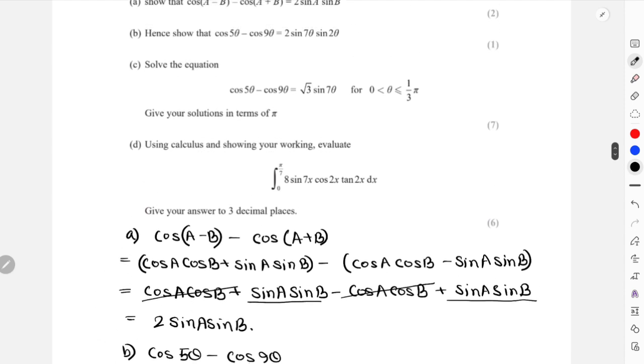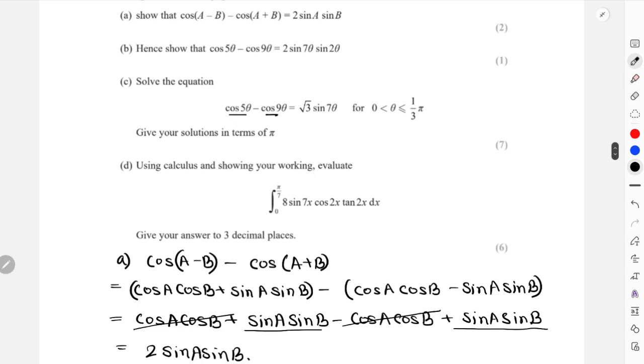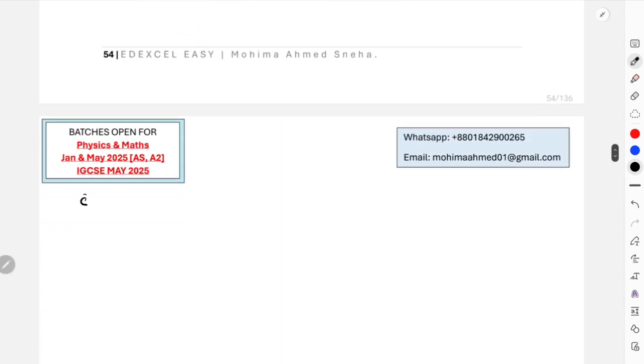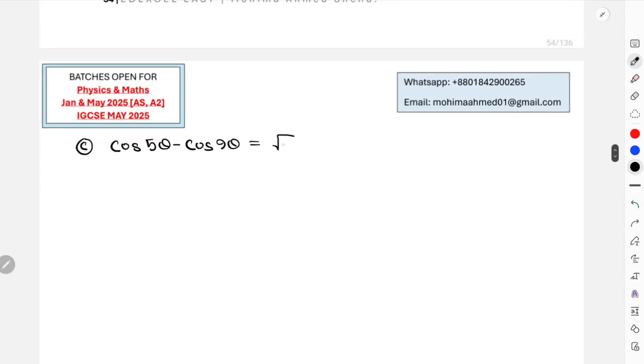After that, they have stated that we must solve the equation cos 5 theta minus cos 9 theta is equivalent to root 3 sine 7 theta, and your answer should be in terms of pi within the range of 0 to 1/3 pi. For part C now, cos 5 theta minus cos 9 theta is equivalent to root 3 sine 7 theta.